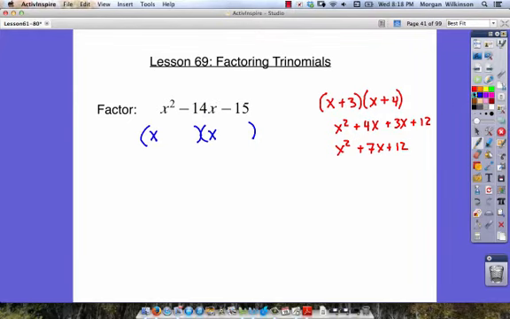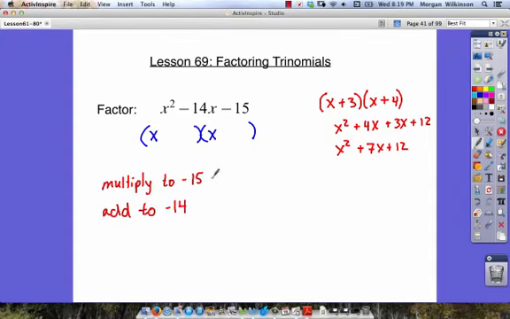So we're going to write that out here. The numbers have to multiply to negative 15, our last term, and they're going to have to add to negative 14, our middle term. Specifically, they're going to have to add to negative 14x, but the x will take care of that for us, just like it did when we did our original problem. So if we look at some different numbers that will multiply to negative 15 but add to negative 14, we've got to look at what we're going to multiply first.